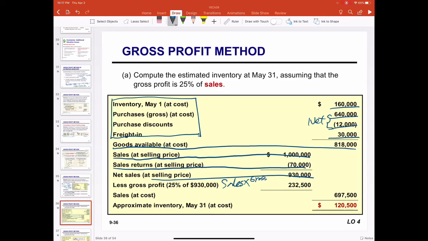Okay, it's gross profit divided by sales. In this example, we're given 25 is gross profit, 20% of the sales. So we can use it directly by multiplies the net sales, 930. Then 232,500 is gross profit. Then we subtract the gross profit from the net sales. This is estimate cost of goods sold. The difference between goods available and the cost of sales is ending balance of inventory.